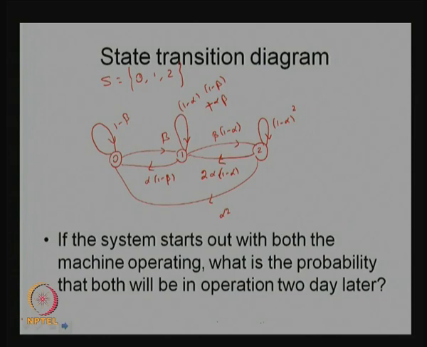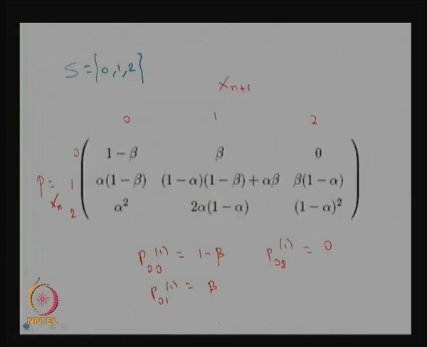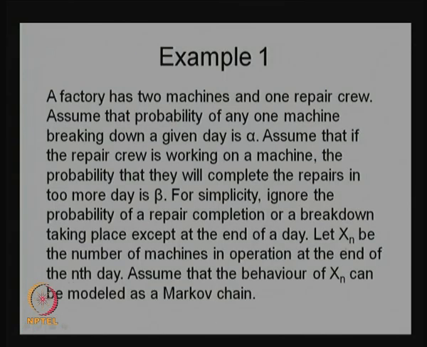We have also made the state transition diagram, which is equivalent to the one step transition probability matrix. Now, the question is: if the system starts out with both the machines operating, what is the probability that both will be operating 2 days later? If you recall, the random variable X_n is the number of machines in operation at the end of the nth day.